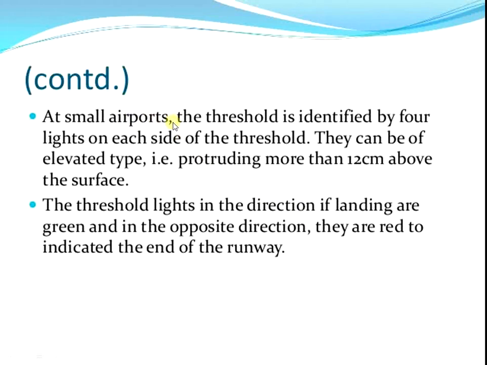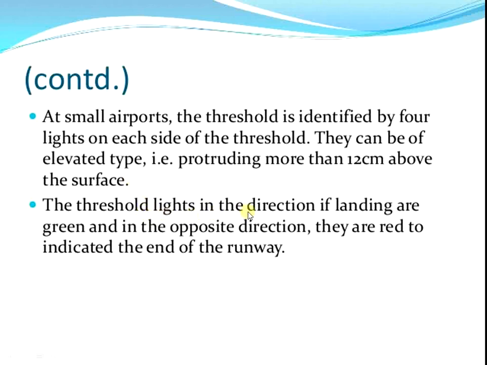Next, at small airports, the threshold is identified by 4 lights on each side of the threshold. They can be of elevated type, protruding more than 12 centimeters above the surface. In small airports, for the threshold lighting we place continuous 4 lights on each side or both sides of the threshold, and they are elevated, protruding more than 12 centimeters over the surface of the ground.